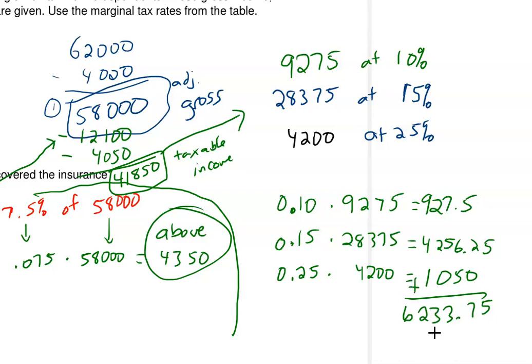So hopefully, they've taken out $500 a month from my taxes, right? So at the end of the year, I've paid $6,000 already. I would just owe another $233.75, right? If that's what they did.